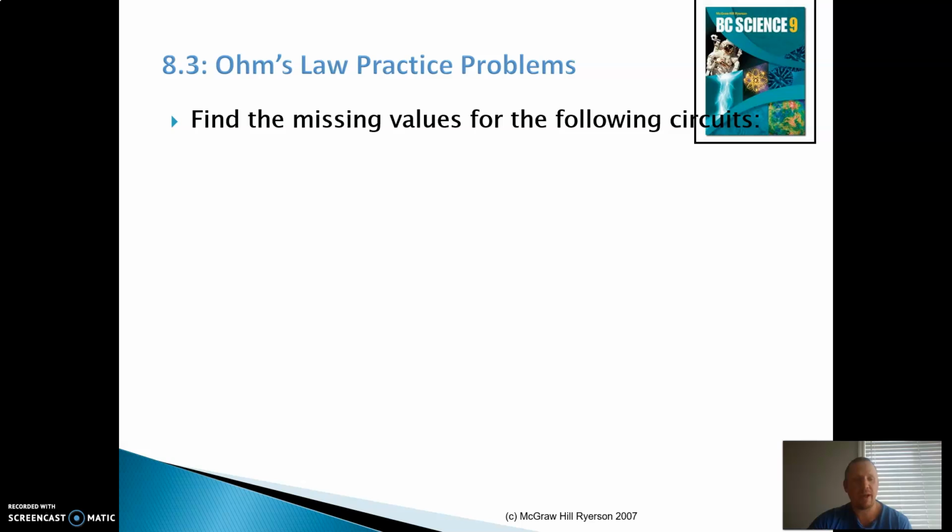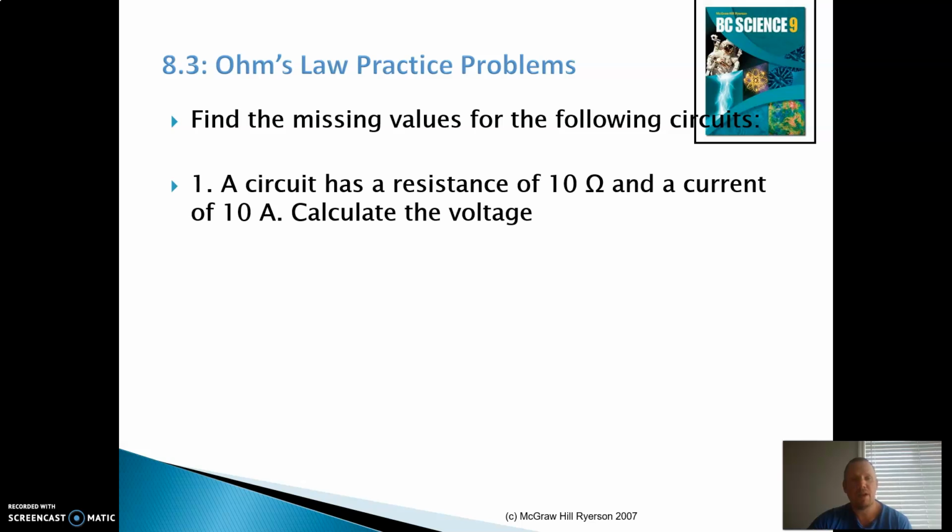So we'll do a couple practice problems here. A circuit has a resistance of 10 ohms and a current of 10 amps. Calculate the voltage. So that is 100 volts, because we would go 10 times 10 to get 100 volts.